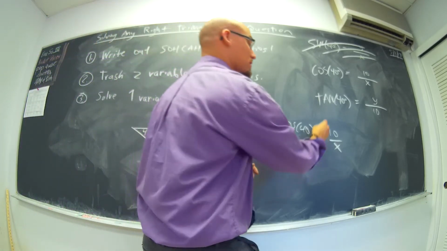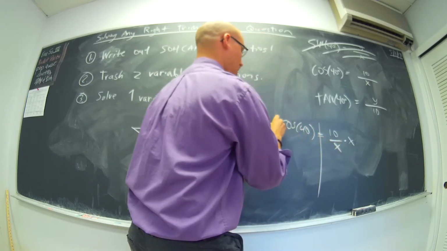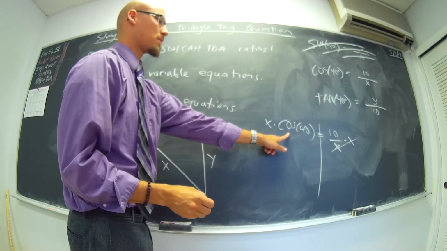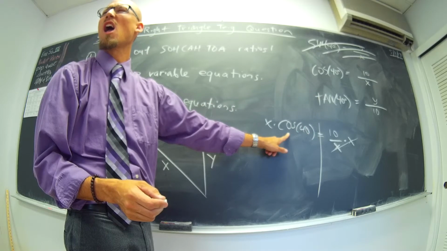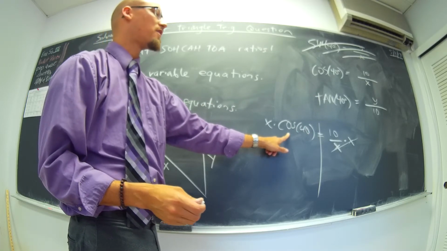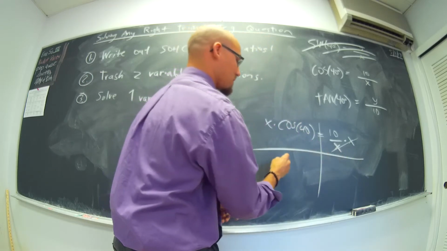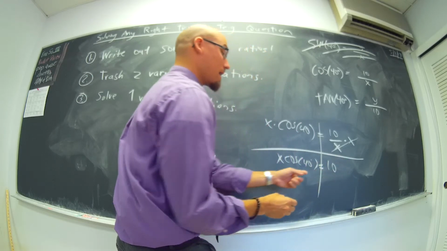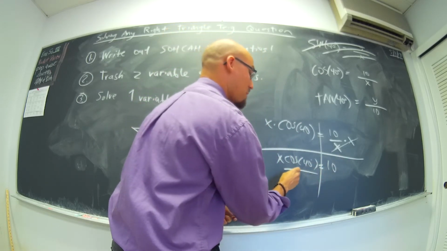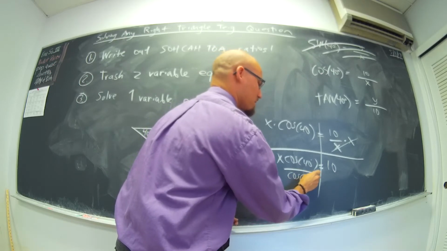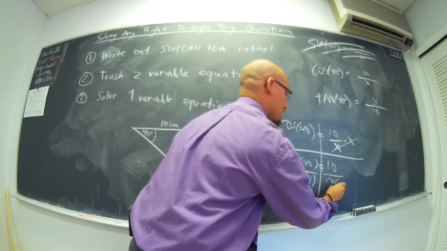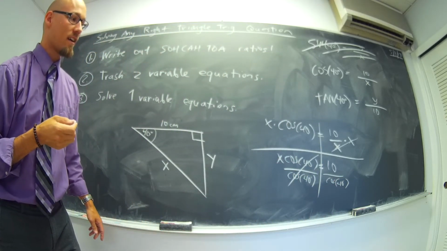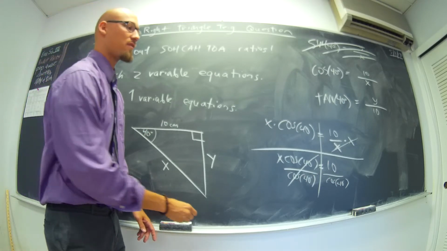So we multiply both sides by x. That cancels. Then we divide both sides by cosine of 40. This is x cosine of 40 equals 10. Just divide, don't be scared. Now, 10 divided by the cosine of 40.